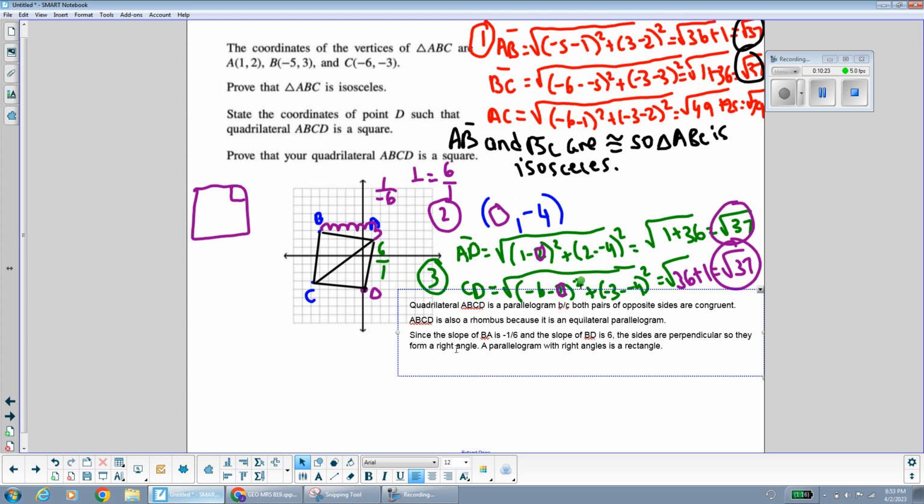And then I'm going to finish this up by explaining why it's a square. ABCD is a square because it is both a rhombus and a rectangle. By definition, a quadrilateral that is both a rhombus and a rectangle is a square. So this did have a lot of components. You did need to show that it was a parallelogram, a rhombus, and a rectangle before it could be a square.